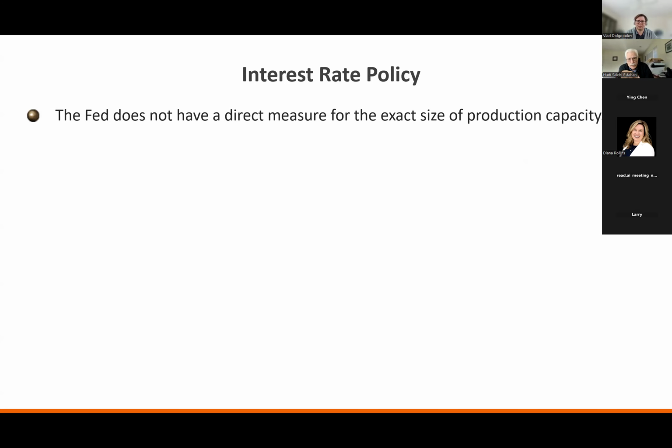Now, given the setting, the question becomes what should be an interest rate policy and what does policy do to the economy in this situation. The Fed or the central bank in any economy does not have a direct measure of the exact size of production capacity. So they can't look at the demand and say that this is well above or below production capacity. Production capacity is a concept, not necessarily easily measurable.